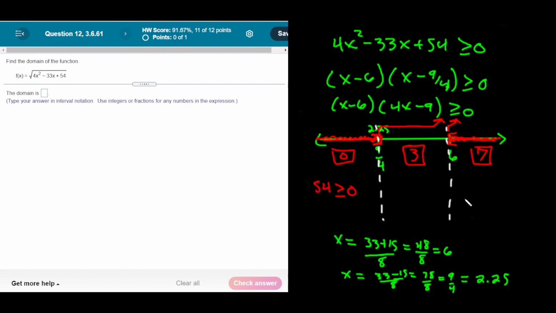So the interval notation, I'm still bummed out that I made a bonehead mistake a little while ago. Such is life, I guess. I need to get better. This is 9 over 4 with a bracket, union with 6 to infinity. And we're done.